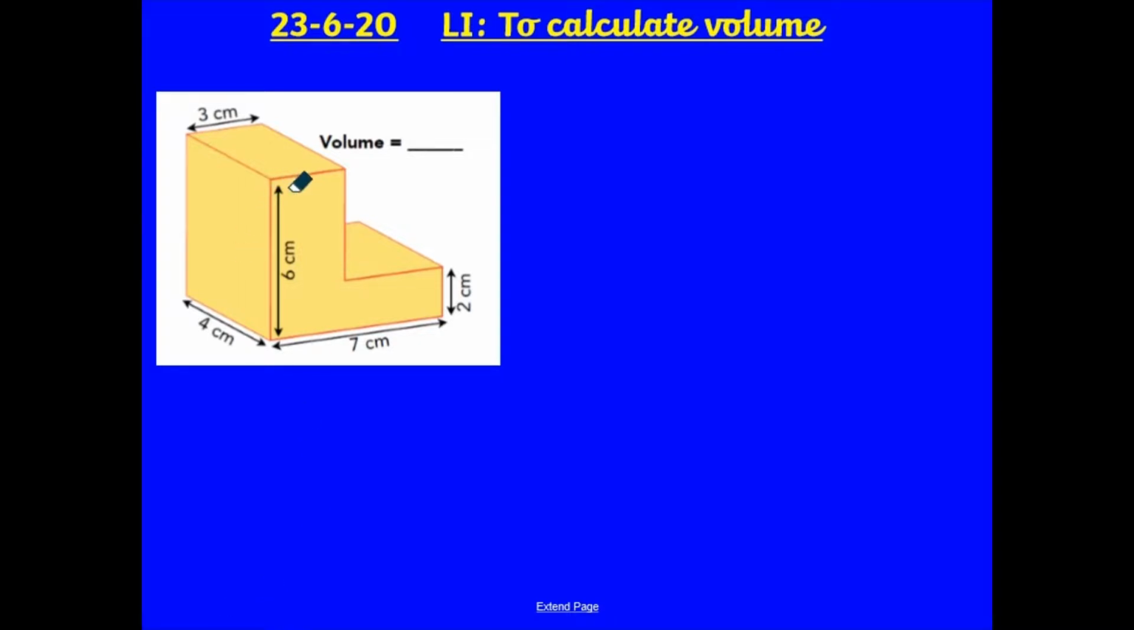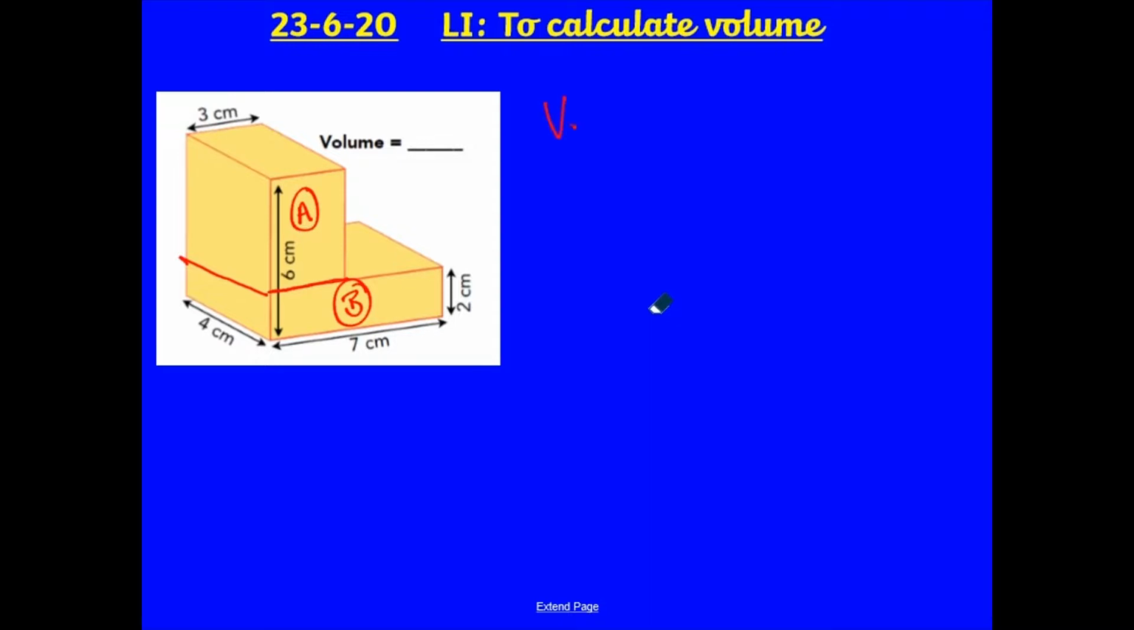One way is to calculate the area of this face here and then multiply that area by the width, how far it goes backwards. Or you could split it into two different cuboids. So you could put your line across there, and then you could work out the volume of A and the volume of B.